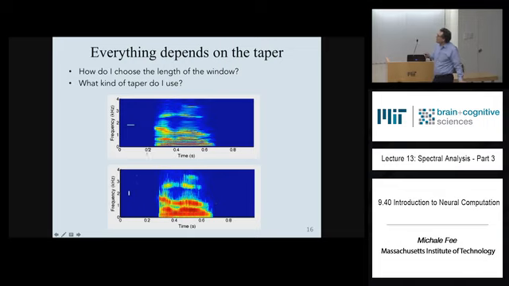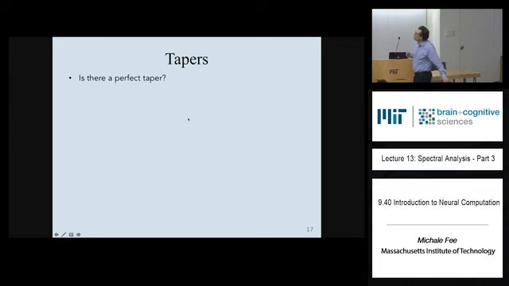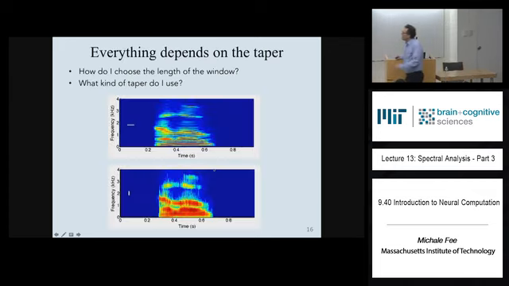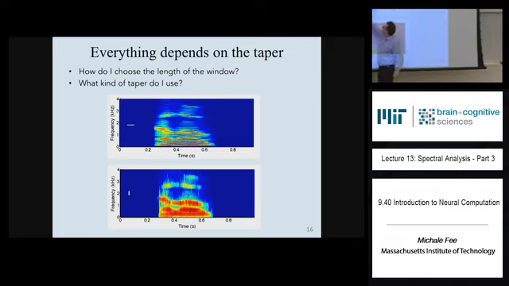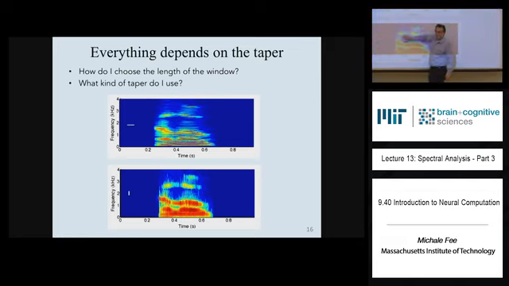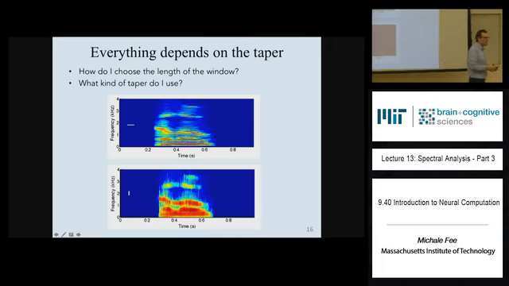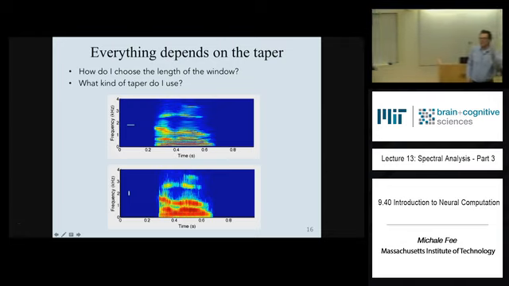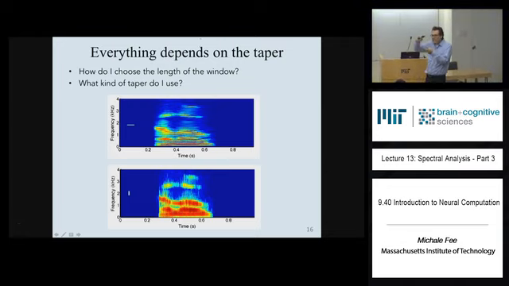Okay, so now I'm going to talk more about the kinds of tapers that you use to get the best possible spectral estimate. A perfect taper, in a sense, would give you really fine temporal resolution and really fine frequency resolution. But because there's a fundamental limit on the time bandwidth product, you can't measure frequency infinitely well with an infinitely short sample of a signal.